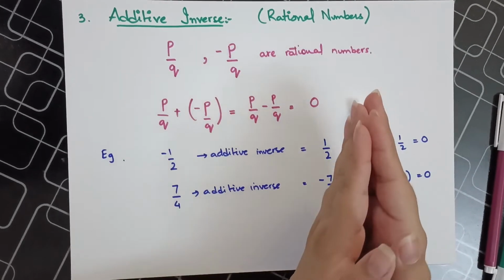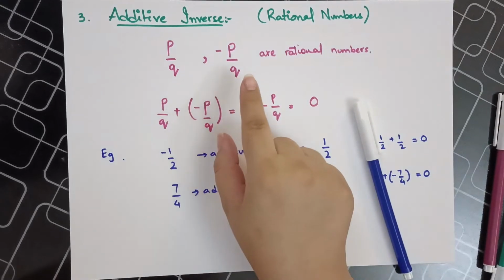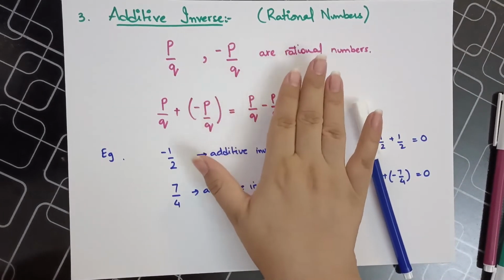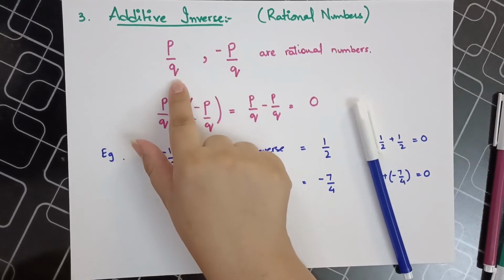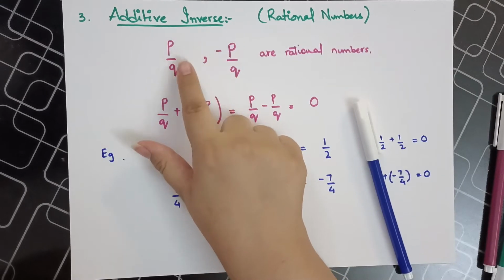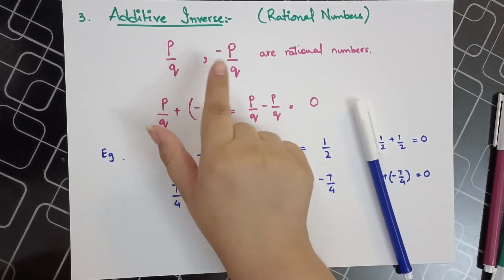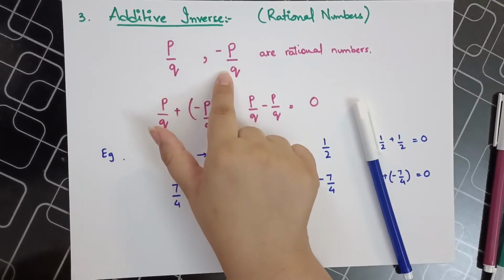Now, we have two numbers, p upon q and minus p upon q. These two are rational numbers. Here you can see that p upon q is carrying a positive sign and this one is carrying a negative sign. If you see, both the numerators and denominators are the same, but this one has a positive sign and this one has a negative sign.